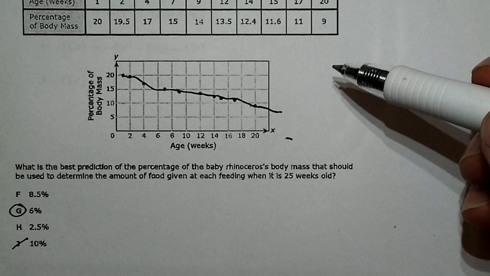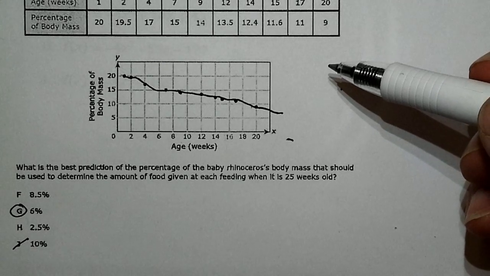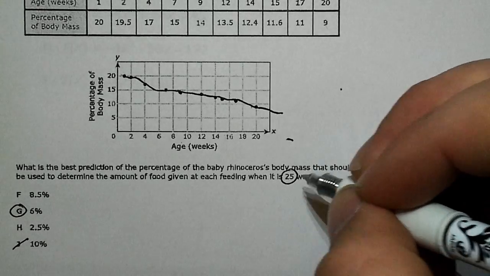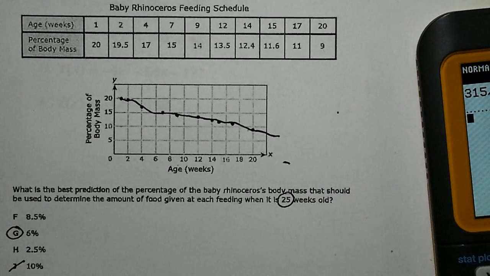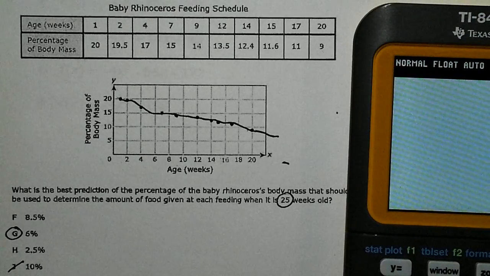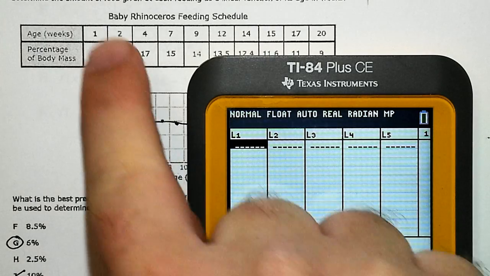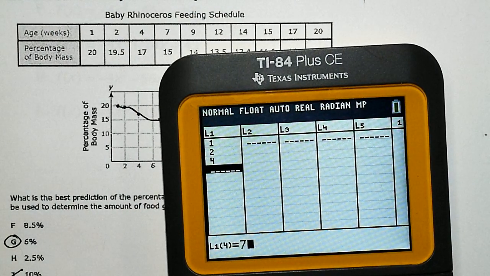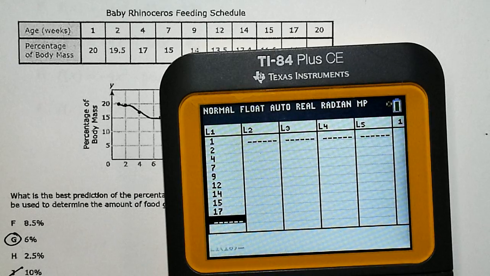Now, if you put this in your calculator, you go to stat edit, you can actually get an equation out of this, and then you can plug in 25 to get a good estimate. So I'm going to go ahead and do that right now. I'm going to go to stat edit. I'm going to type in my X's for L1, so it's going to be the weeks: 1, 2, 4, 7, 9, 12, 14, 15, 17, and 20.